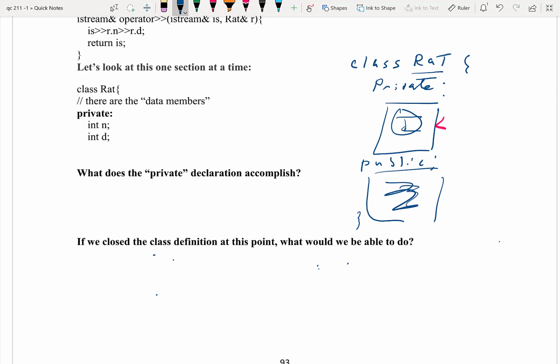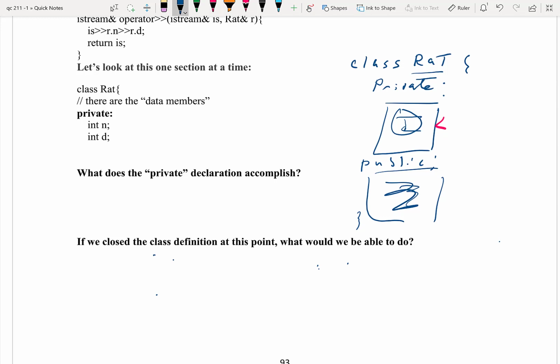So in the last lecture, we looked at how we're going to use the class mechanism of C++ to add the ability to deal with rational numbers. The rational numbers will not come built into C++. So we're going to use the class mechanism to create a class that we called rat that will enable us to do that.